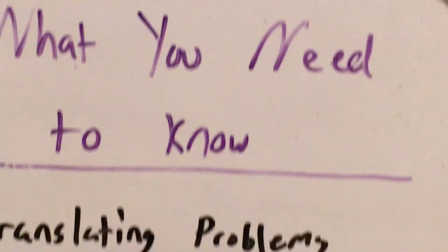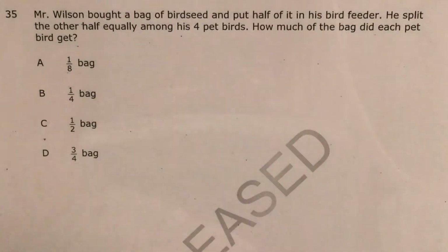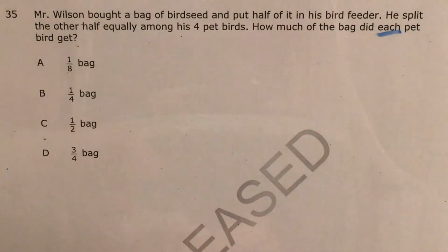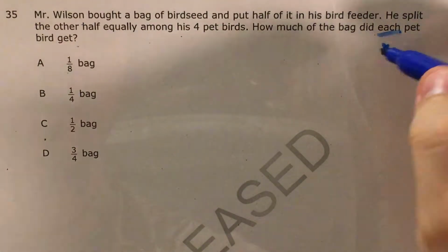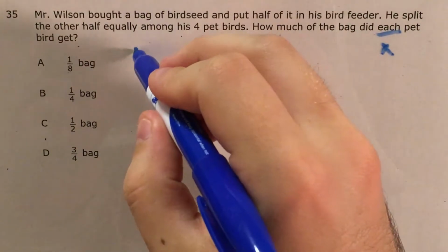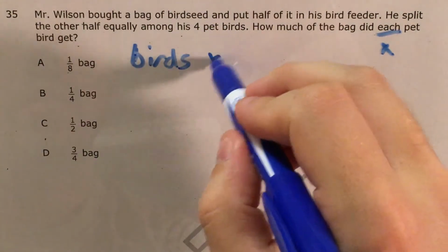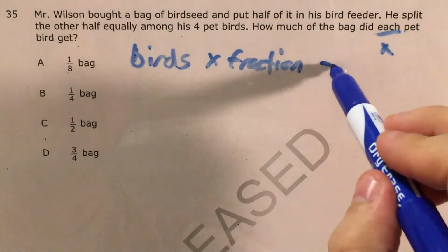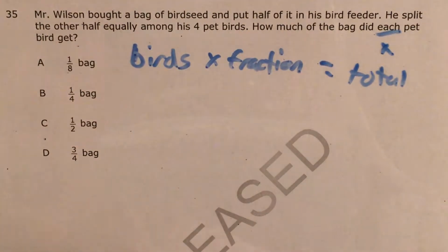So to do a question like this and do it really well, you need to know how to translate problems and also how to divide fractions and whole numbers. Those are the two big skills that this question is going to test us on. So if I'm going to start with each, then I'm going to tell myself, all right, each along with every and per tells me I need to multiply. And specifically what I'm going to multiply is the number of birds times what fraction of the bag that each of them got equals the total birdseed that Mr. Wilson gave to his pet birds.